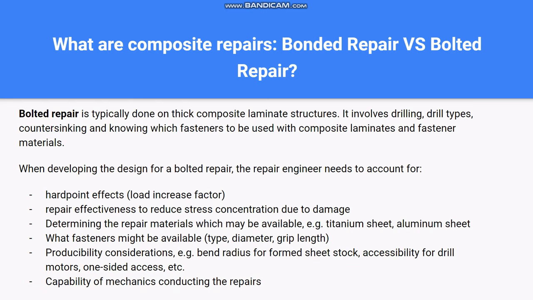Determining the repair materials which may be available, for example titanium sheet, aluminum sheet, or what fasteners may be available: the type, the diameter, the grip length, and producibility considerations, for example the bend radius for formed sheet stock, accessibility for drill motors, one-sided access, etc. And lastly, the capability of mechanics conducting the repairs.